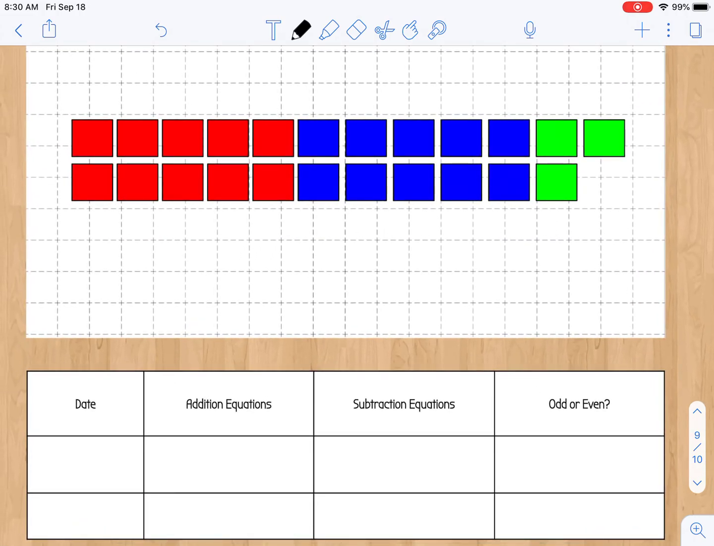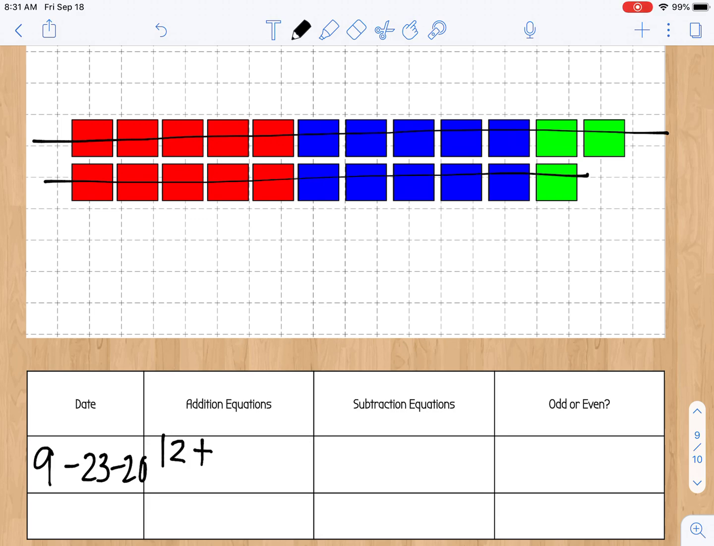Let's take a look at our tiles for today. So today is 9, 23, 20, and we're going to think of some addition equations to describe the tiles that we see. What addition equation could we write to describe the tiles that we see? Okay, yeah, some of us might be seeing that we have 12 on the top plus 11 on the bottom to get us to 23. Or starting with the bottom tiles, we could do 11 on the bottom with 12 on the top to get to 23.